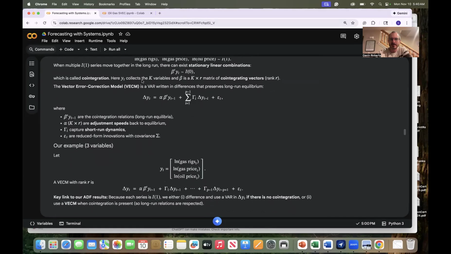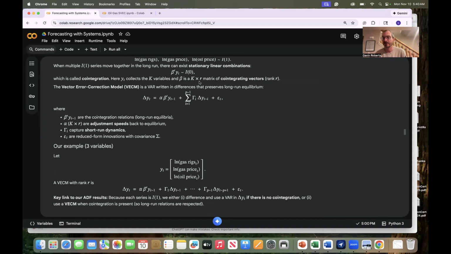Here, yt, so the dependent variables are rk in our case, in our example, 3, but up to k. So you could have an arbitrary number of variables in your system. Beta is called the co-integrating matrix. It's not necessarily a vector. So in my model, there's one. We produce one co-integrating vector.